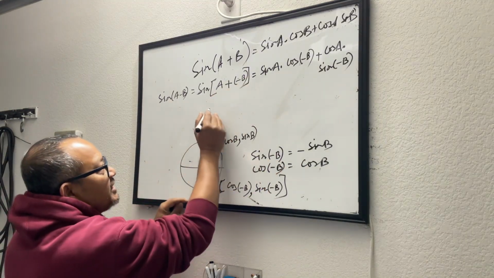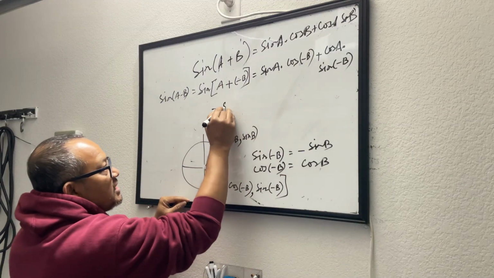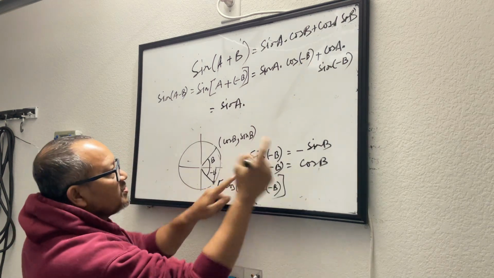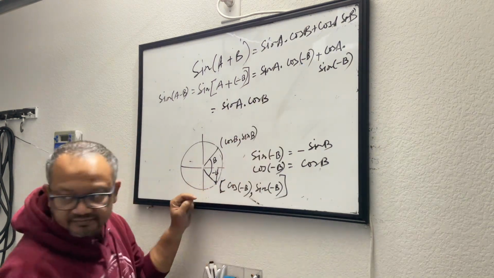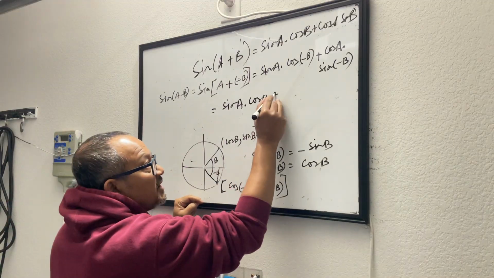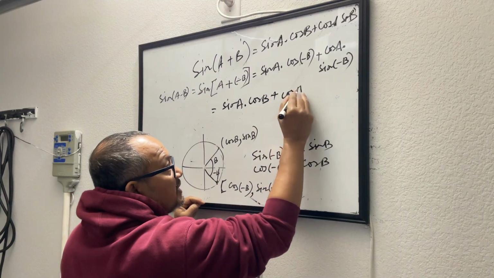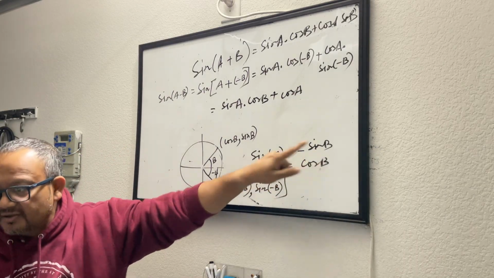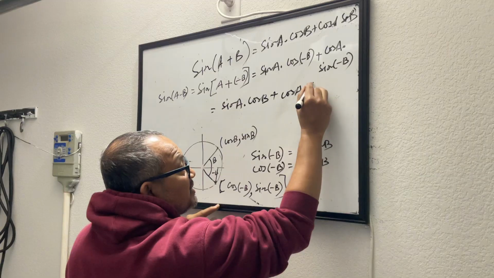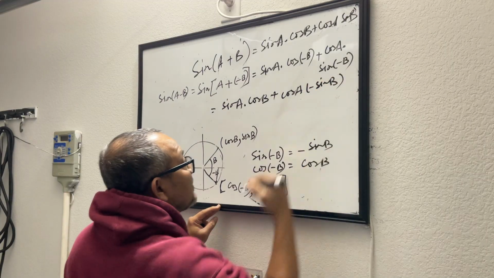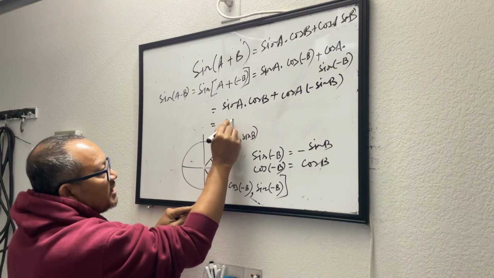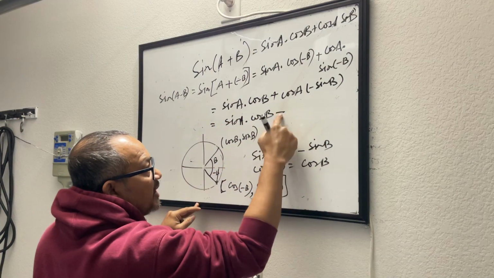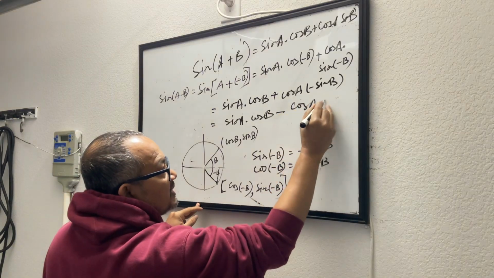Now, we can get rid of the negative angle that we see here. Sine of A times cos of minus B. Cos of minus B is the same as cos of B. I'll replace it with this. Plus cos of A sine of minus B. Sine of minus B is equal to minus sine of B. So this is minus sine of B. So when I rewrite this equation, this becomes sine of A cos B minus cos of A sine of B.